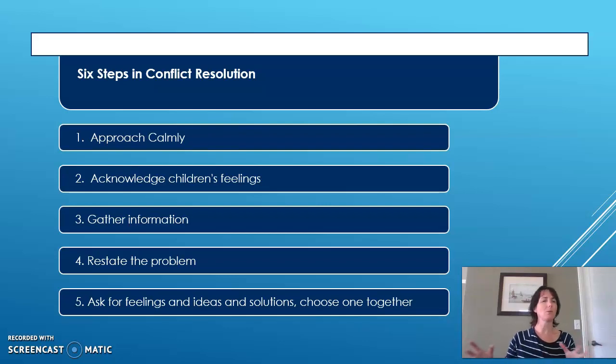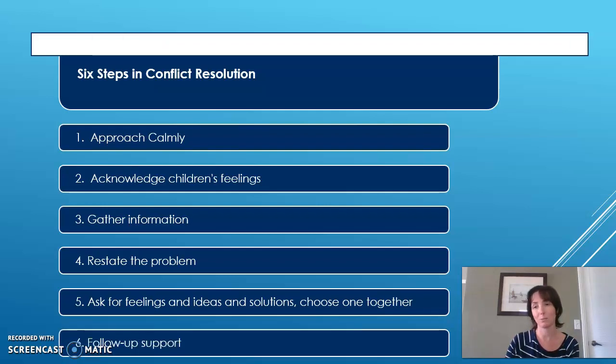Saying, okay, I think you both should read the book, or I'll sit in between you both so you can both read the book at the same time, that is not the idea. The idea is that they learn how to solve their problem. And then the last one, and the most important step for a teacher, is follow and support. Make sure you're there to support them because the children will go back if they did not solve the problem properly.